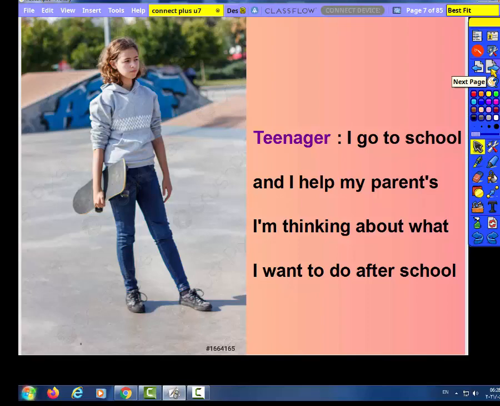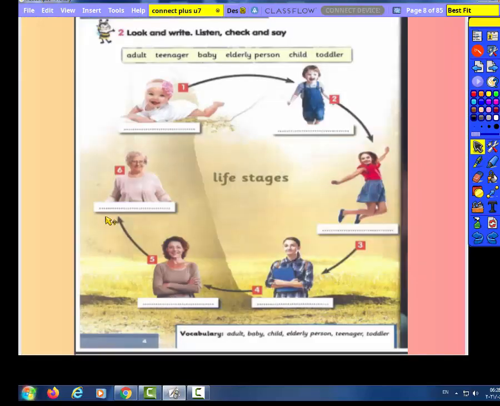Okay. So, life stages. We start as a baby. Look at this beautiful baby. After that, toddler. Toddler, he's learning to walk. After that, child, he can go to school and plays with his friends. After that, teenager. Teenager is a person aged between 13 and 19.